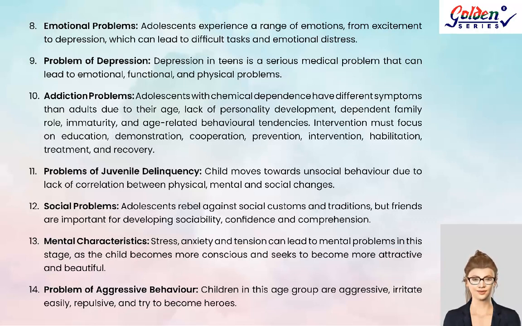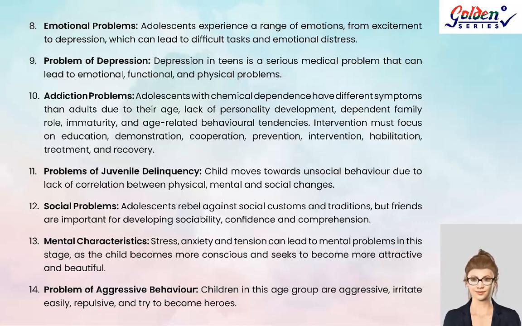Intervention must focus on education, demonstration, cooperation, prevention, intervention, habilitation, treatment, and recovery. 11. Problems of juvenile delinquency. Child moves towards unsocial behavior due to lack of correlation between physical, mental, and social changes. 12. Social problems. Adolescents rebel against social customs and traditions, but friends are important for developing sociability, confidence, and comprehension. 13. Mental characteristics. Stress, anxiety, and tension can lead to mental problems in this stage, as the child becomes more conscious and seeks to become more attractive and beautiful.